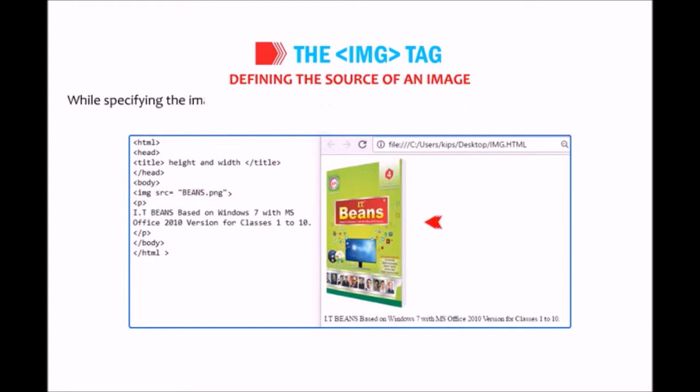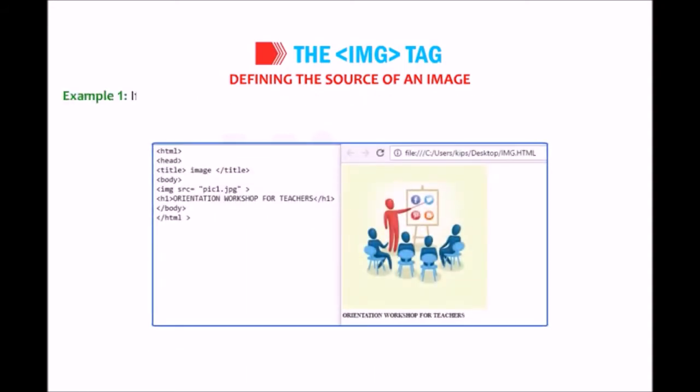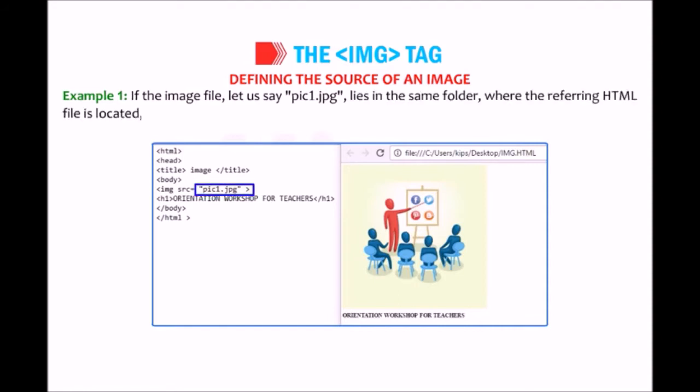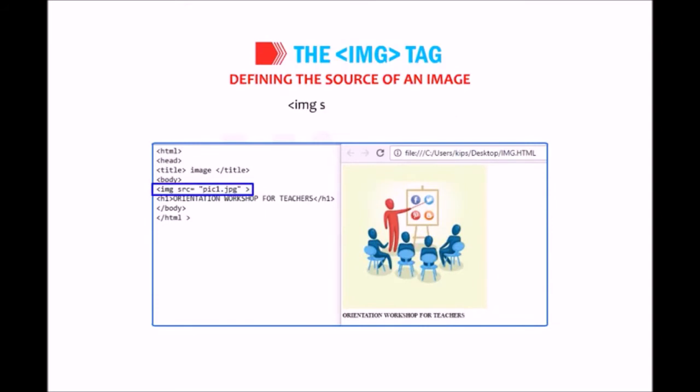While specifying the image file, one should be well aware of its location, that is, where the file exists. Let us understand it with the following examples. Example: if the image file, let us say pic1.jpg, lies in the same folder where the referring HTML file is located, then we can refer the image file by simply writing its name. img src equals to pic1.jpg.